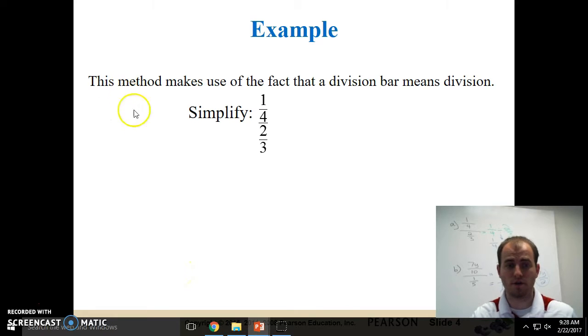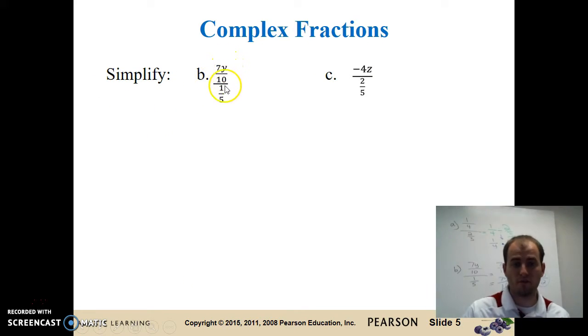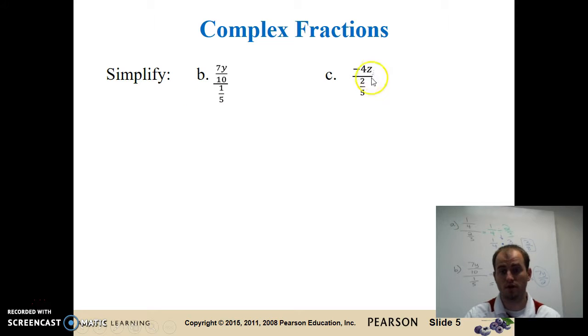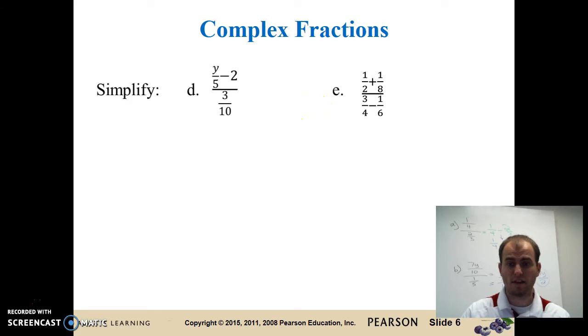Okay, so that's how you simplify a complex fraction. 7y over 10 divided by 1/5. We just did that. So why don't you try letter C? Negative 4z, which means negative 4z over 1, over 2/5. Okay, and you can pause the video if you need to do that now. All right, they do get quite a bit harder if you look at letter D and letter E. How do you do these difficult problems?